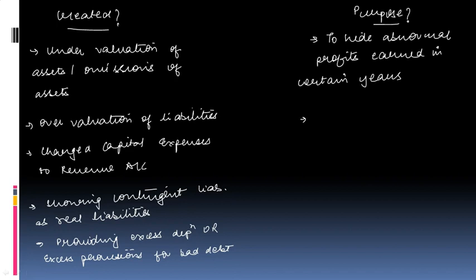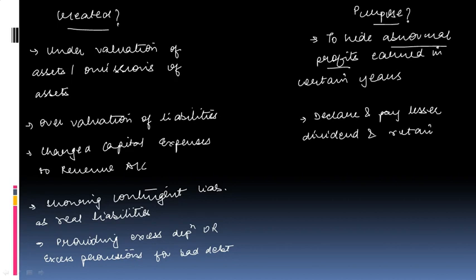Sometimes, when it comes to favorable business opportunities, a business earns abnormal profits. There are normal profits, keeping in mind the consistency in the business environment, but there are some abnormal profits as well, just because of favorable business opportunities. Another purpose is to declare and pay lesser dividend and retain more earnings with the company.